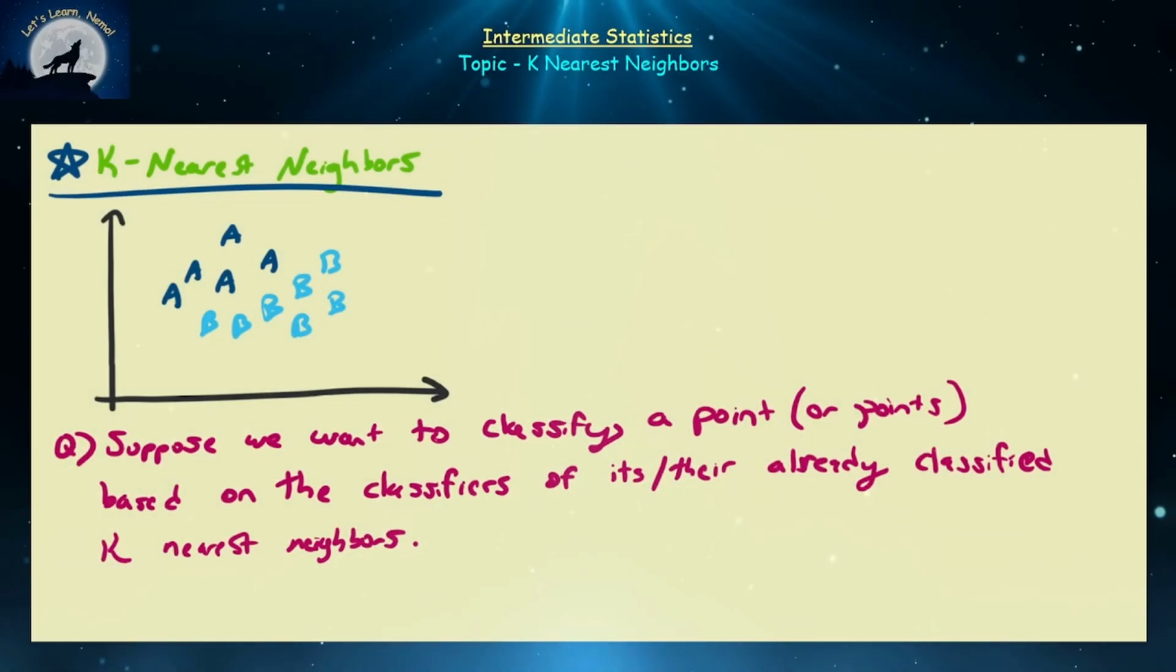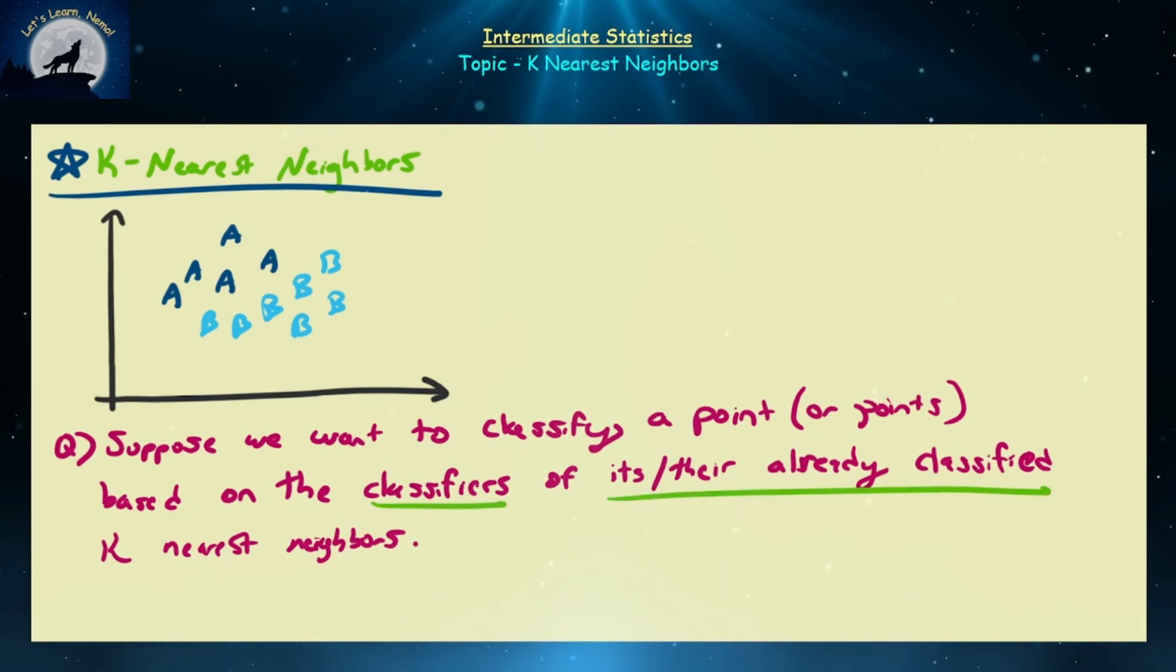Everyone, and welcome back to this exploration of multivariate data analysis. Today we're going to be considering a very important problem known as classification, and discuss a family of methods known as k-nearest neighbors that are used to classify a point or points. And in particular, what is the k-nearest neighbors algorithm? What it does is it considers the classifiers of its already classified k-nearest neighbors.